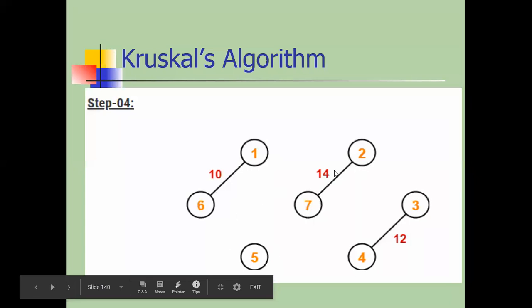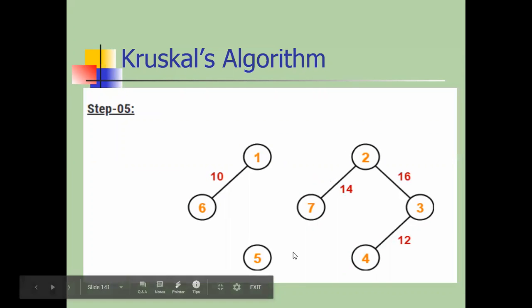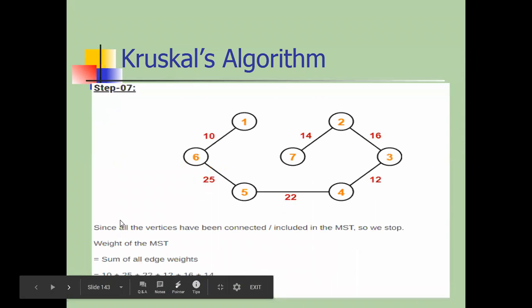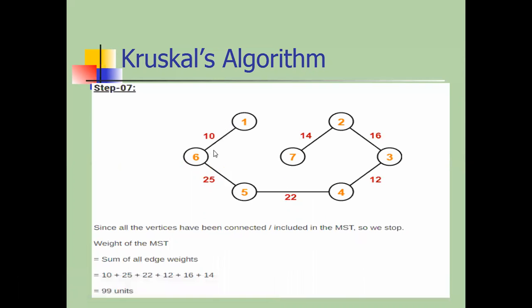The next will be this 2 and 7 we are selecting. Why? Because the edge is again minimum than the remaining, means it is in what, increasing order we can say. The next will be the 16. Why is it 16? Because it is minimum again. Next we are selecting the 5 to 4, 22, again it is minimum. Likewise, since all the vertices have been connected, included in the MST, we stop here.